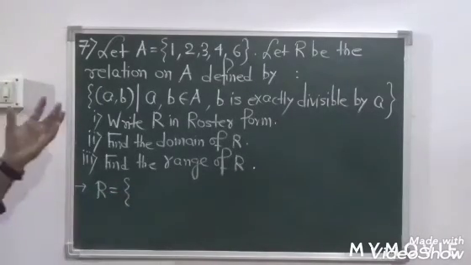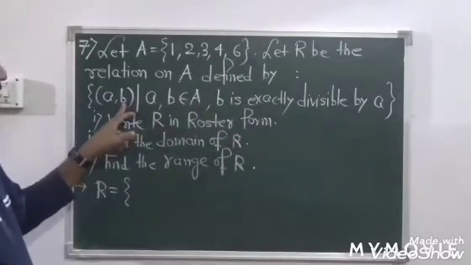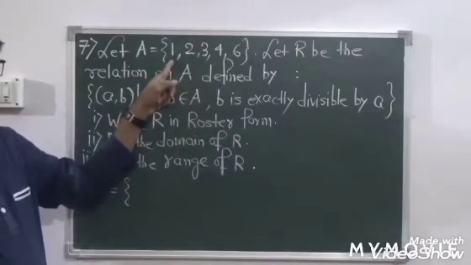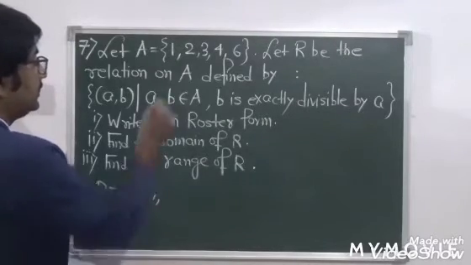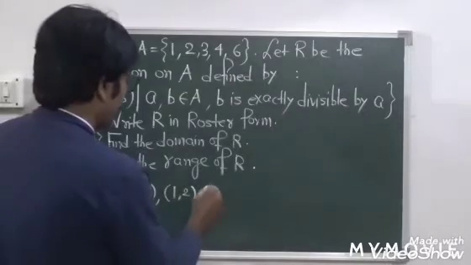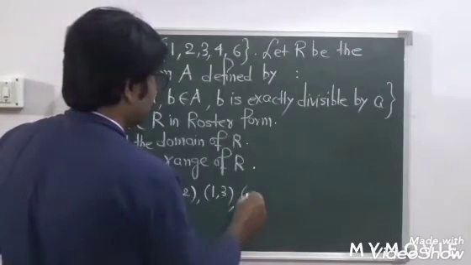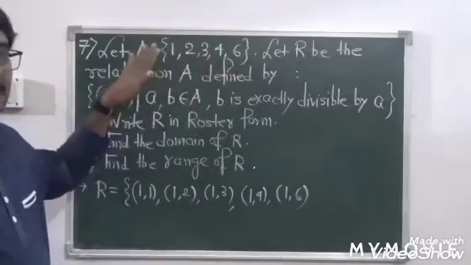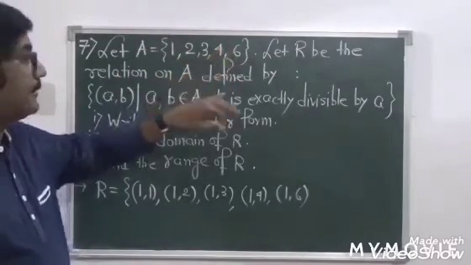So we need to take all those ordered pairs under the condition that B, that is the second element in the ordered pair, is exactly divisible by A. So 1, 1, if you take, 1 is exactly divisible by 1. So 1 comma 1, 1 comma 2, 2 is exactly divisible by 1. 1 comma 3, 3 is also exactly divisible by 1, 1 comma 4 and 1 comma 6. So all these numbers, if you take 1 as A, are exactly divisible.